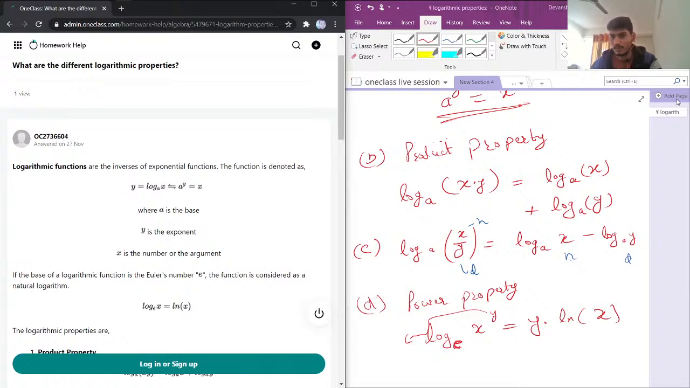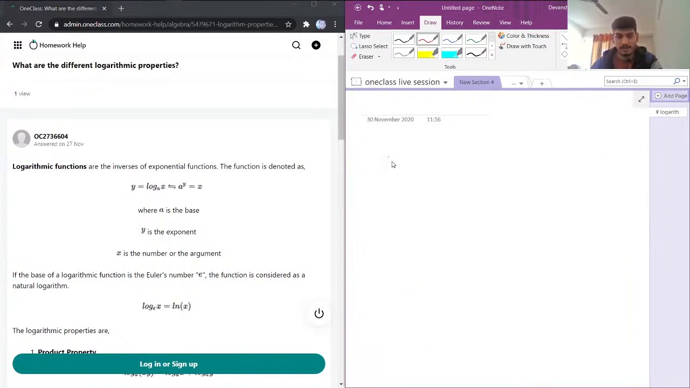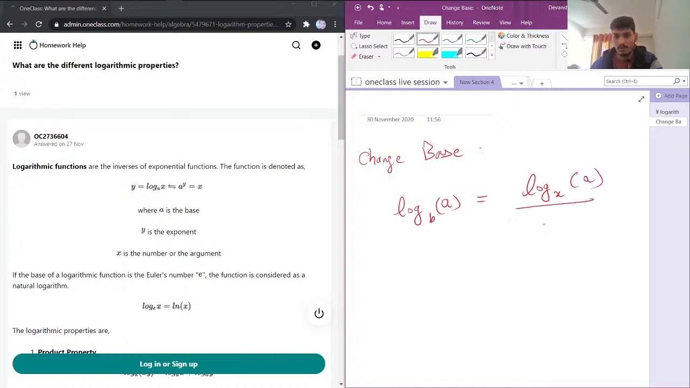Yep, so there is one more property, and this is, suppose we want to change the base of a log, it is called change of base. So suppose we have a log, say of any number x, with base a, it equals log of x over log of b with the same base.